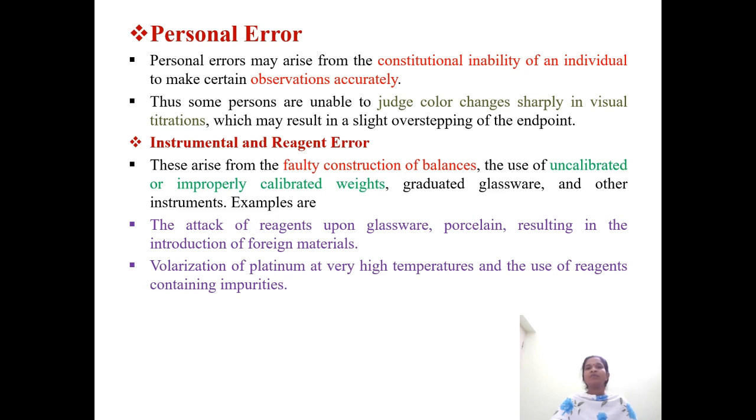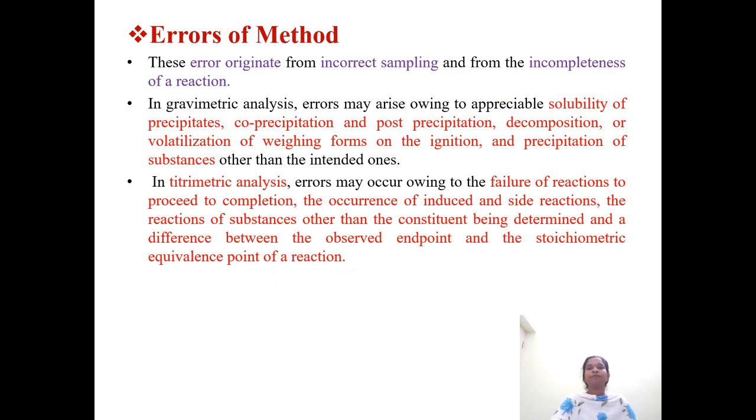Next, a common error is the instrumental and reagent error. These errors arise from the faulty construction of balances, the use of uncalibrated or improperly calibrated weights, graduated glassware, and other instruments. Examples are the attack of reagents upon glassware and porcelain, resulting in the introduction of foreign substances, then volatilization of platinum at very high temperature, and the use of reagents containing impurities.